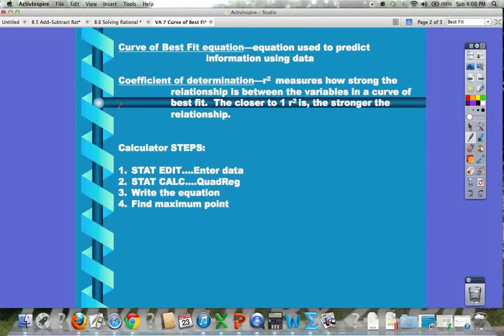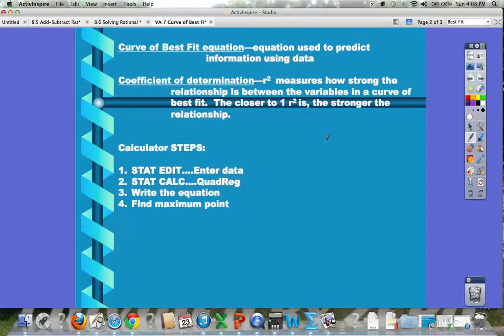All right, curve of best fit equation is just the equation used to predict information using data. The coefficient of determination, or the R squared, measures how strong the relationship is between the variables in a curve of best fit. The closer to the number 1 that R squared is, the stronger the relationship. So if it was like 0.97, that's a pretty strong relationship. But if it was a 0.3, that's not very strong. Okay, so when you're doing this, you're going to look for that R squared to be pretty close to 1.